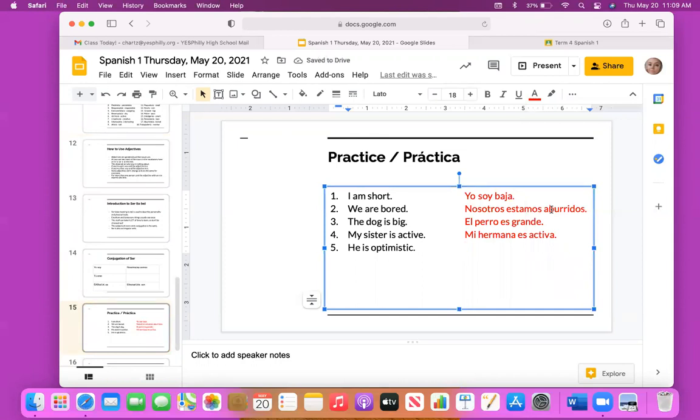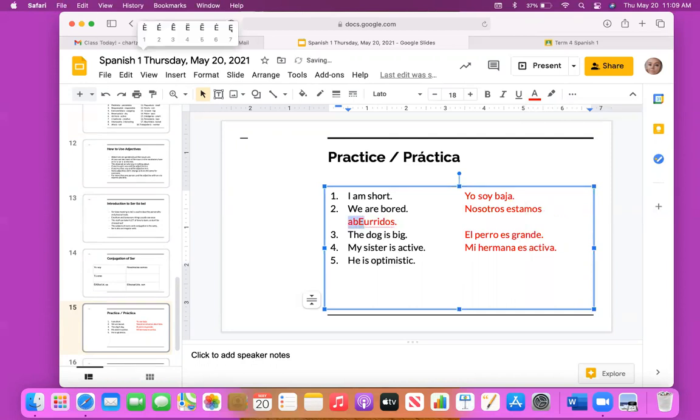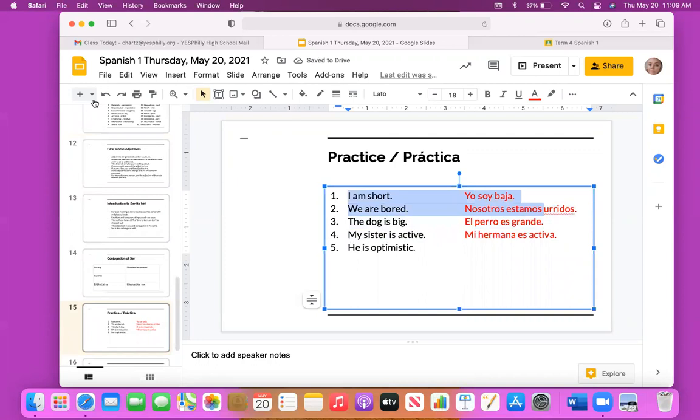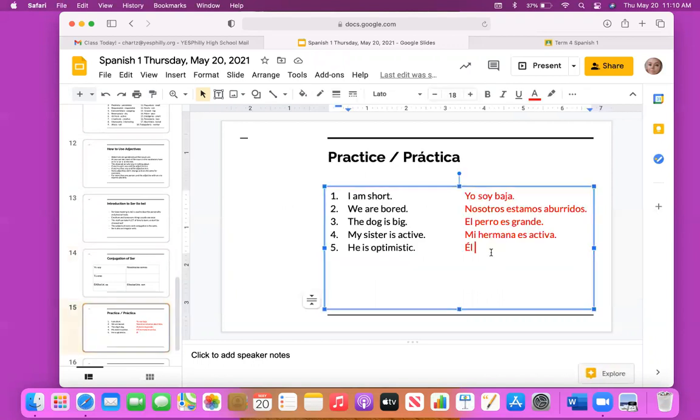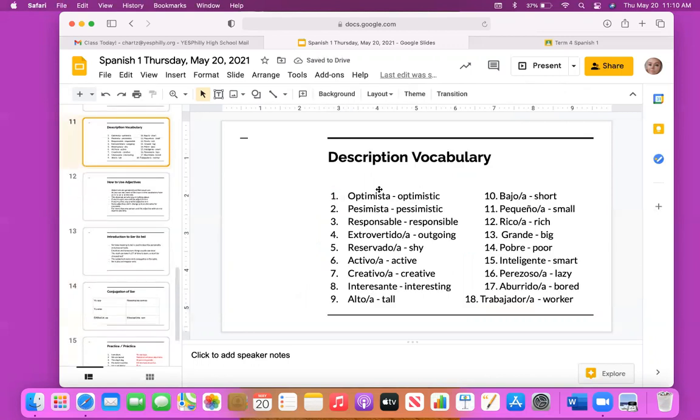So for this next one, we have he is optimistic. So we have él. Oh, that is not what I meant to do. Oh, nope. There. Okay, so he is optimistic. So we know that él is the word for he, right? So he's just an optimistic person. That's just who he is. That's his personality. So I would use ser, right? So es, él es optimistic. So let's go find the word for that. It's optimista.